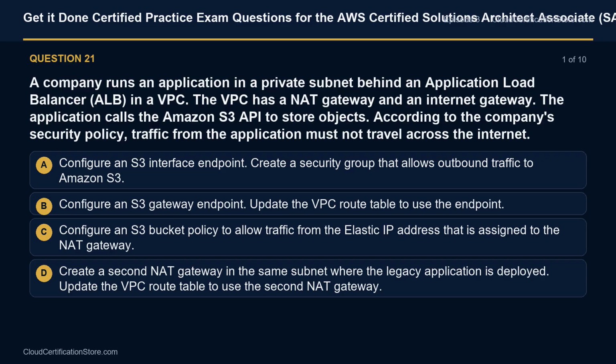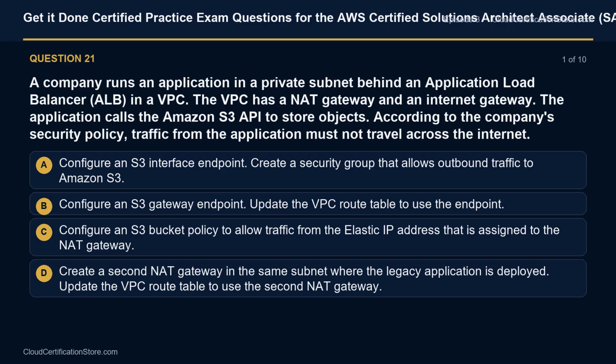A company runs an application in a private subnet behind an application load balancer (ALB) in a VPC. The VPC has a NAT gateway and an Internet gateway. The application calls the Amazon S3 API to store objects. According to the company's security policy, traffic from the application must not travel across the Internet.